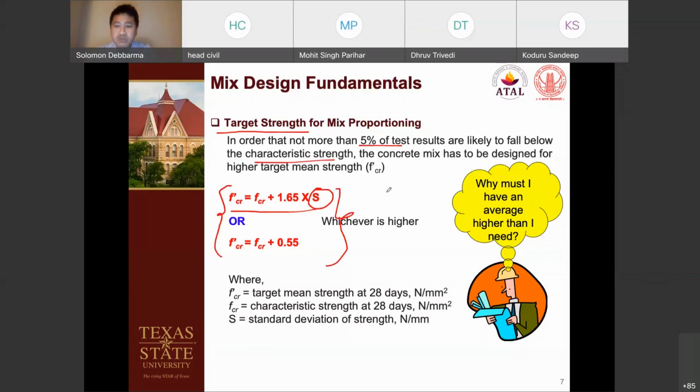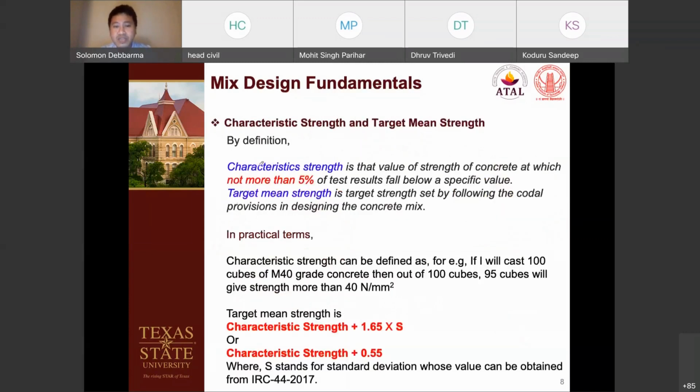Now the question comes, why do I need to have a higher strength than I need? In that case, there are two terms here. One is the target mean strength, the other is the characteristic strength. So what are these terms actually? By definition, characteristic strength is that value of strength of concrete below which not more than 5% of test results fall. This 5% is considered from a statistical point of view.